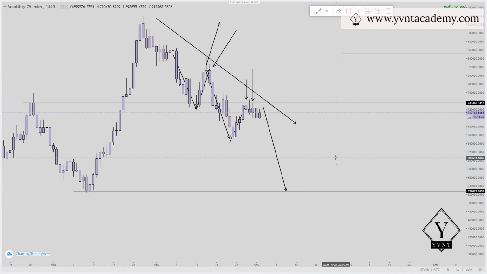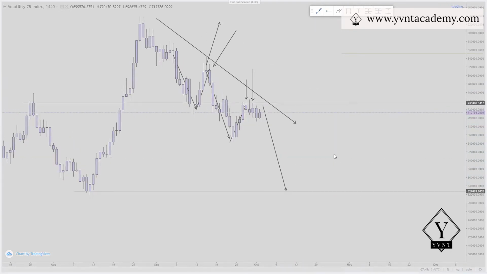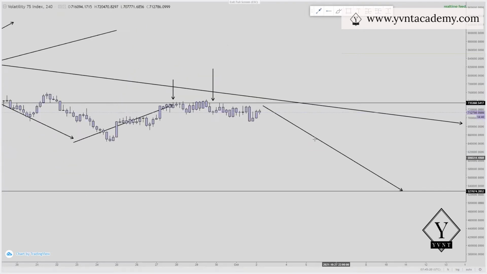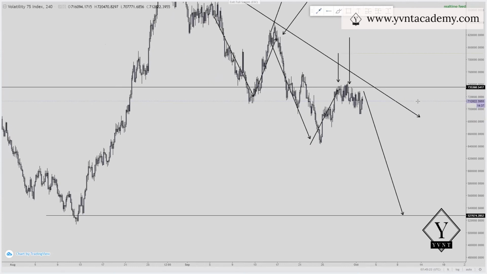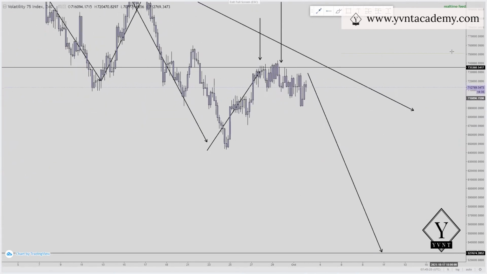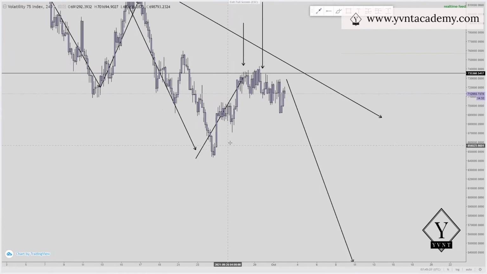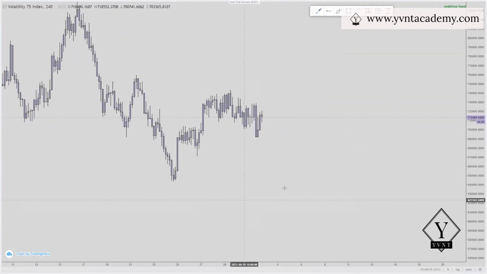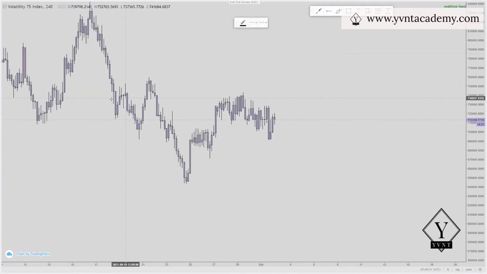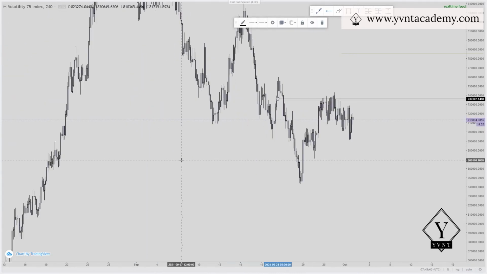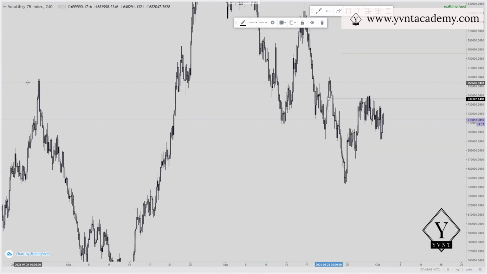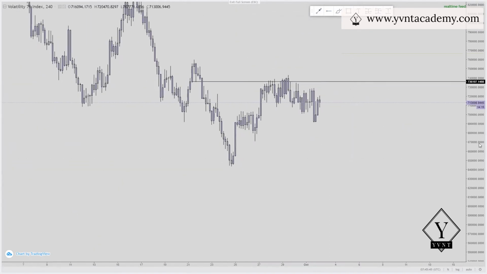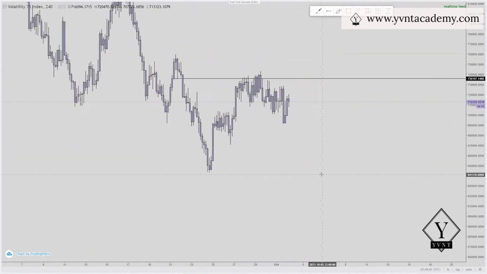But let's see what 4 hour has for us before we can continue. Okay, so on 4 hour, let me just remove these drawings. This is the boring part about analyzing on this platform. I will just put it here, but I'm sure it goes in line. Yeah. So on 4 hour, we have this area.